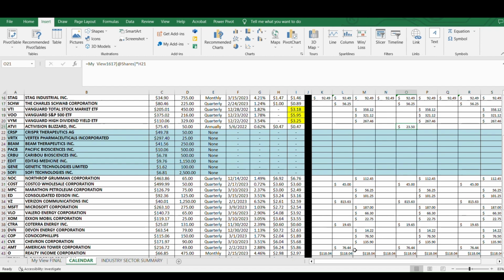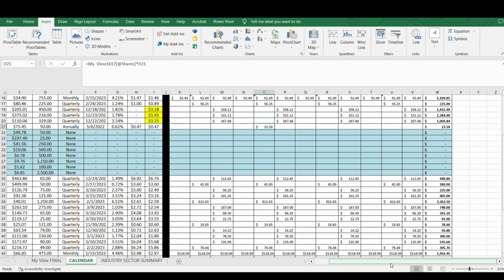Okay, so folks, that is the tool. I hope you found this entertaining and informative. If you have any questions or comments, feel free to let me know. I'm happy to provide any advice on how you might want to set up your own tool.